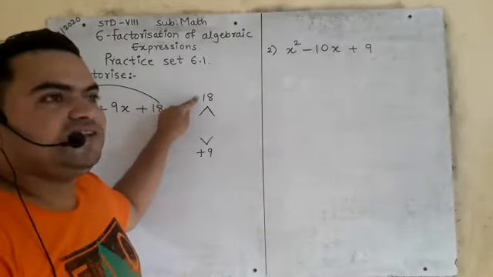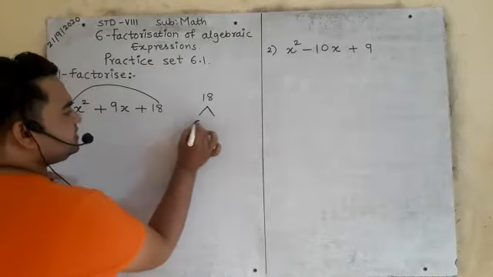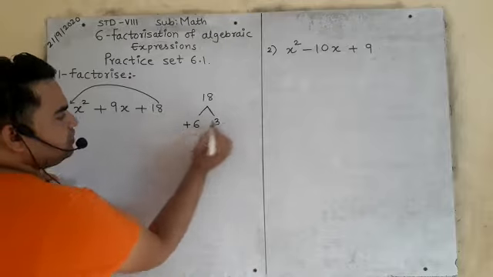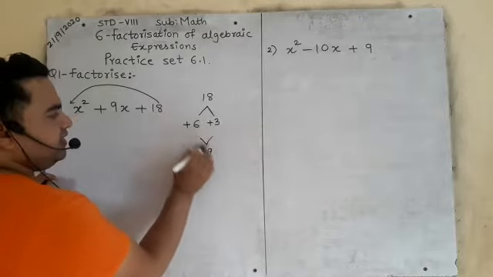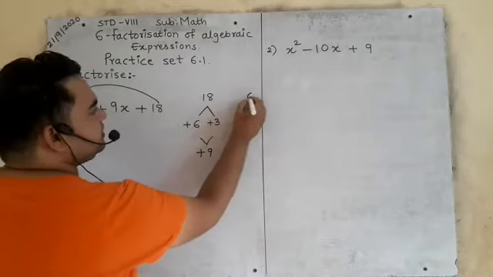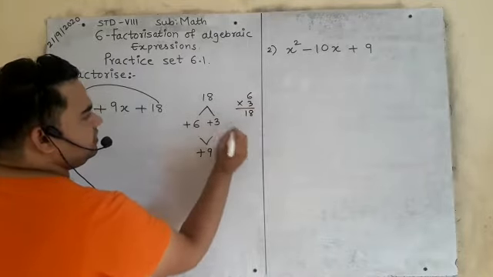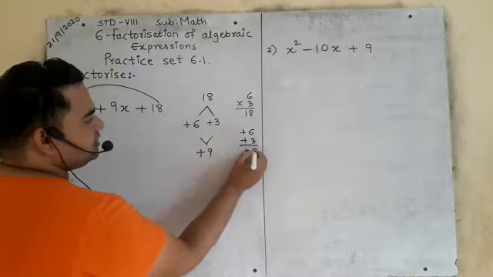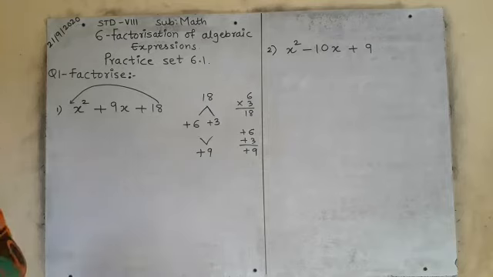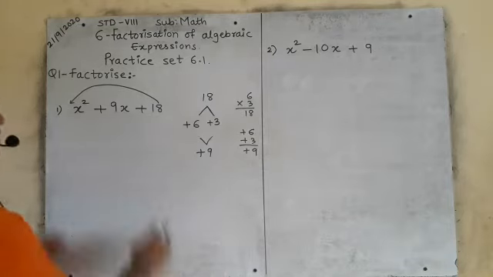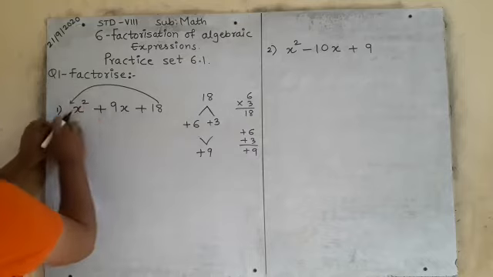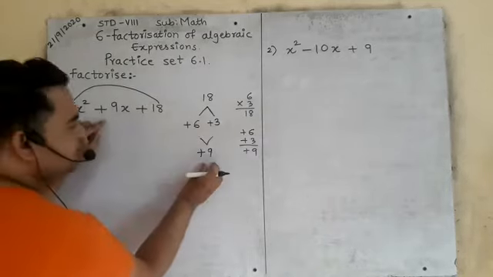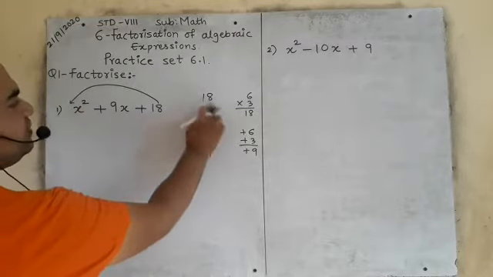Factors of 18: 6 3s are 18. Okay, 6 3s are 18. This is positive, so here also plus, here also plus. 6 3s are 18. Can you see here? 6 multiplied by 3 is 18 and plus 6 plus 3 is how much? Plus 9. Okay, so these two are the perfect factors. First we will multiply the constant term to the coefficient of the square term. Here is 1, 18 ones are 18. The middle term you will write down. Then you have to find the factors of 18.